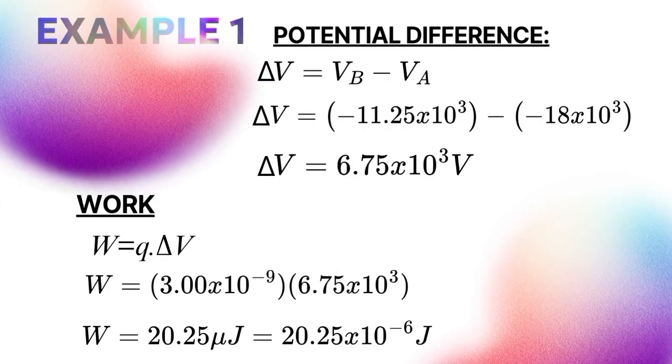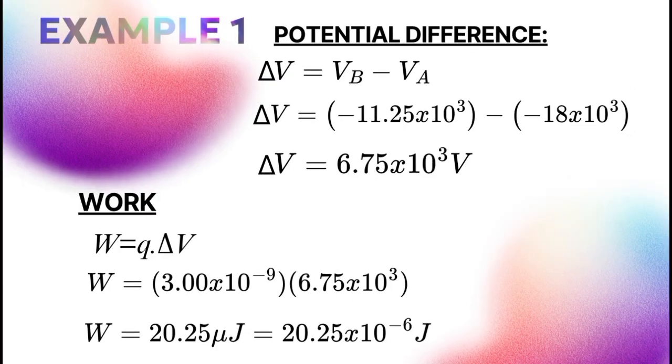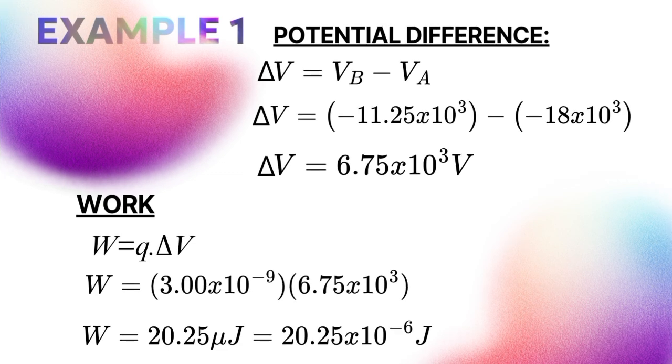For the potential difference, we subtract V sub B minus V sub A. The answer would be 6.70 times 10 raised to positive 3 volts. For the work, this is the formula: 3.00 times 10 raised to negative 9 times 6.75 times 10 raised to positive 3. The answer will be 20.25 times 10 to the negative 6 joule.